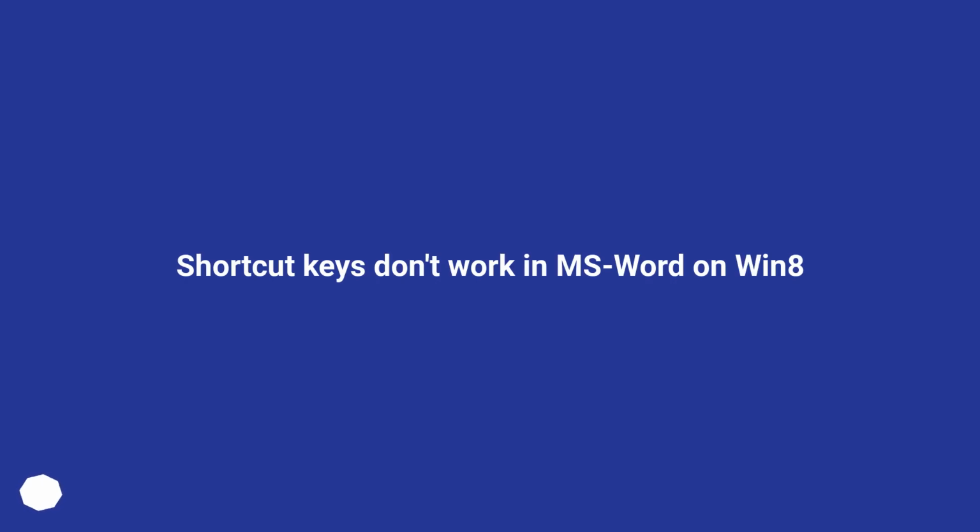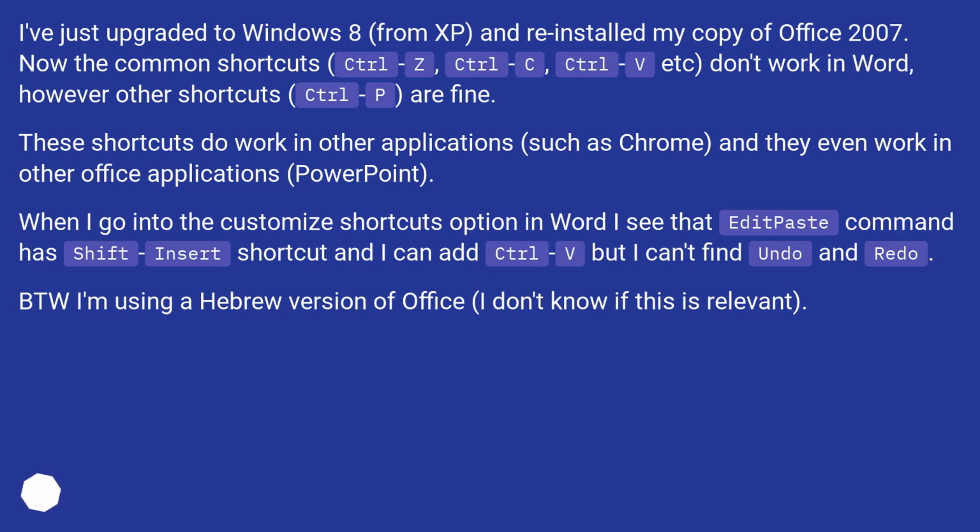Shortcut keys don't work in MS Word on Win8. I've just upgraded to Windows 8 from XP and reinstalled my copy of Office 2007. Now the common shortcuts, Ctrl-Z, Ctrl-C, Ctrl-V etc., don't work in Word, however other shortcuts, Ctrl-P, are fine. These shortcuts do work in other applications, such as Chrome, and they even work in other Office applications, PowerPoint.